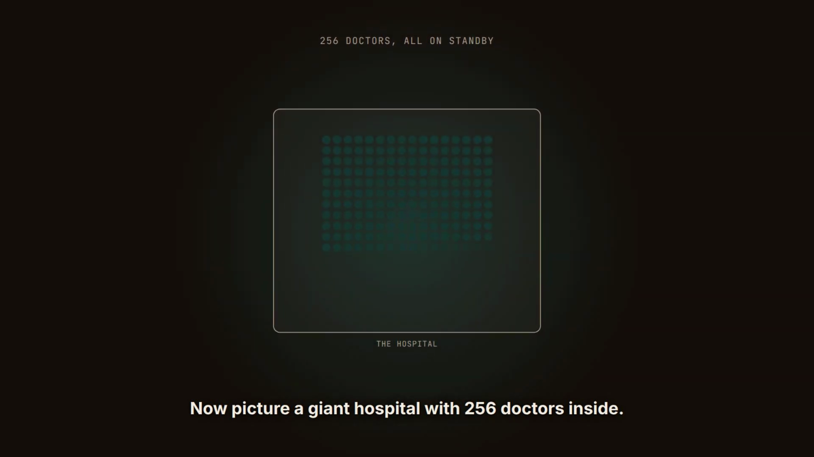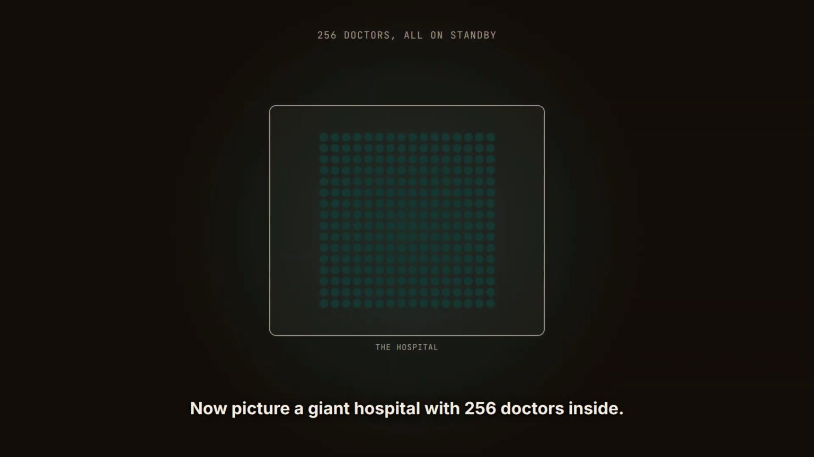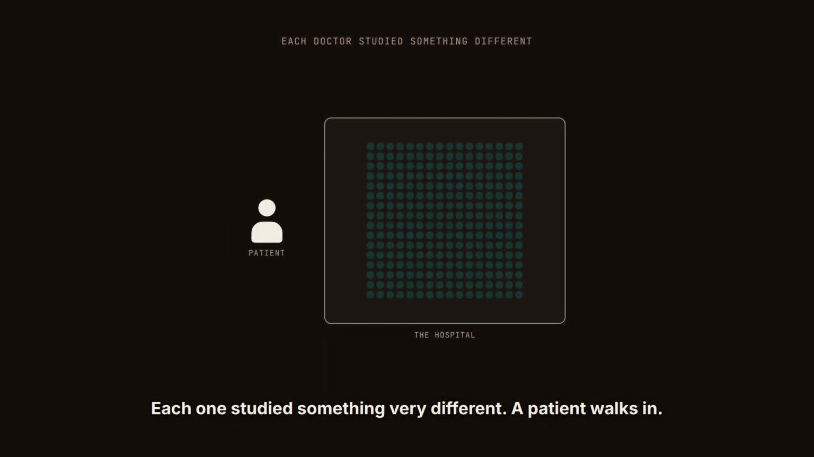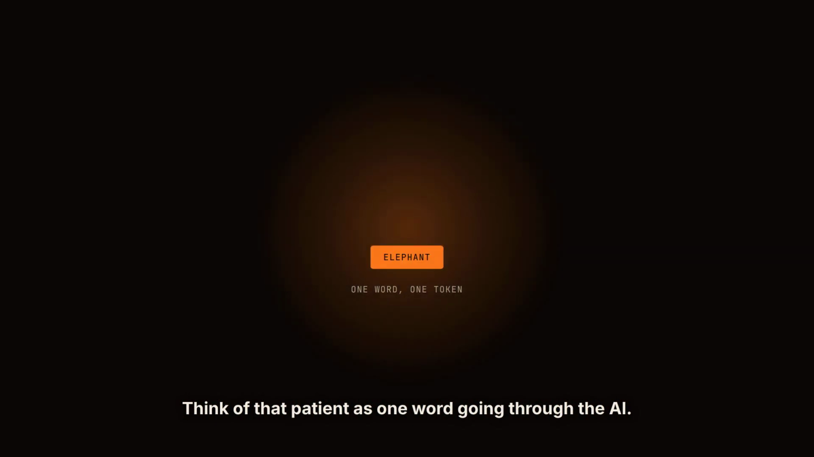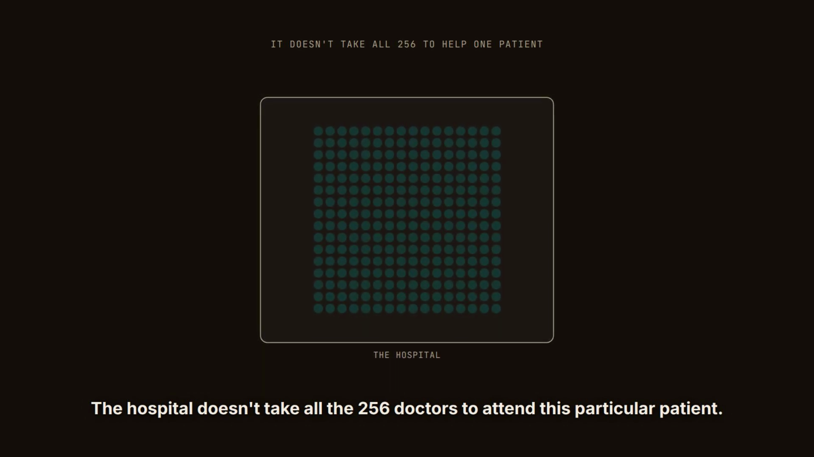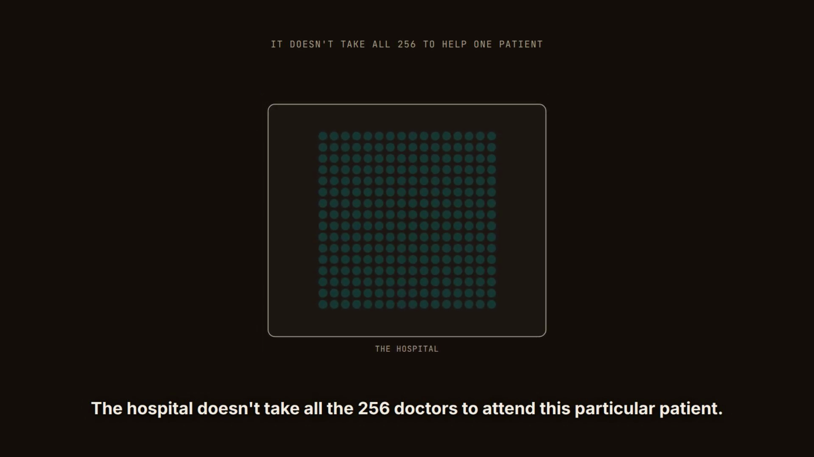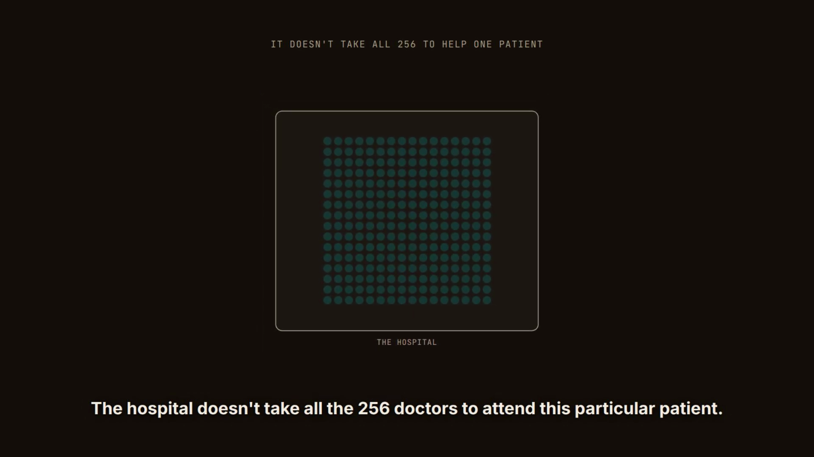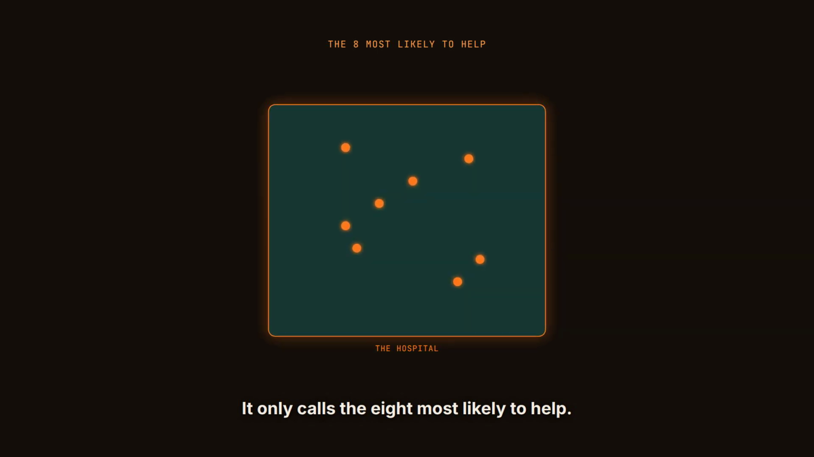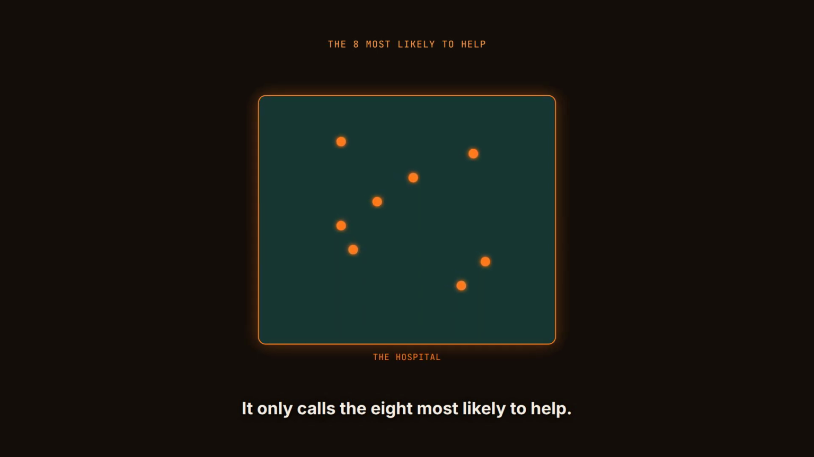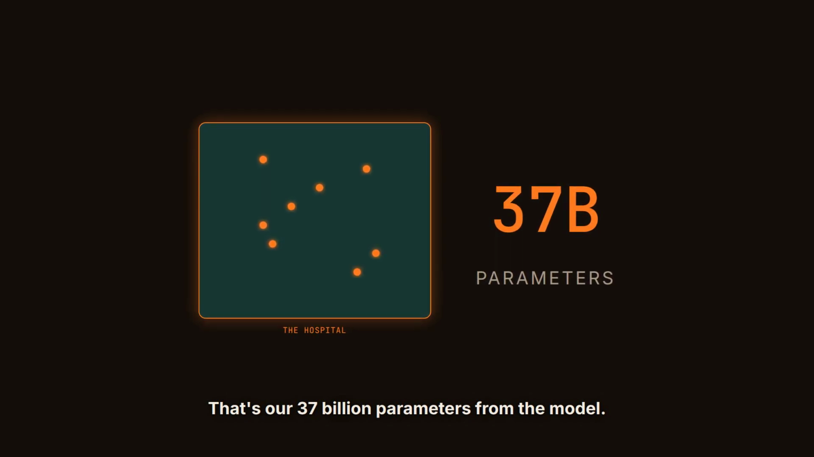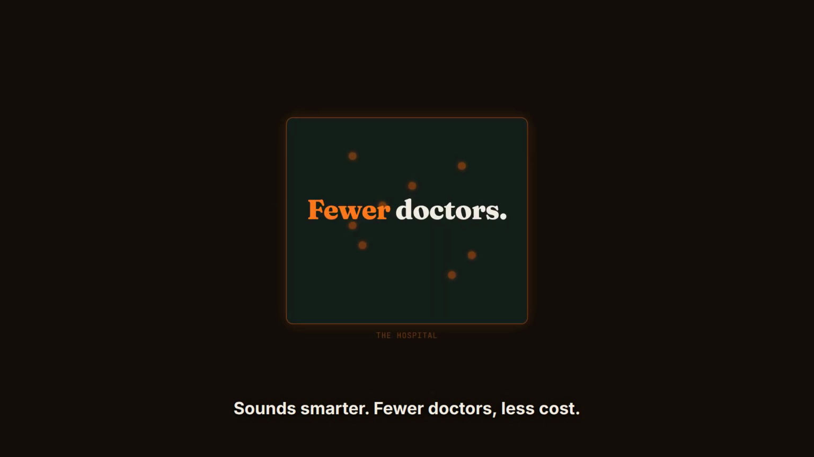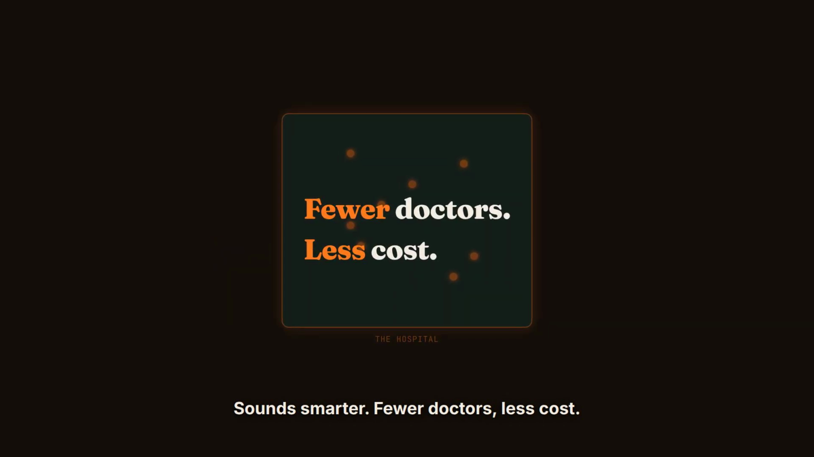Now picture a giant hospital with 256 doctors inside. Each one studied something very different. A patient walks in. Think of that patient as one word going through the AI. The hospital doesn't take all 256 doctors to attend this particular patient. It only calls the 8 most likely to help. That's our 37 billion parameters from the model. Sounds smarter: fewer doctors, less cost.